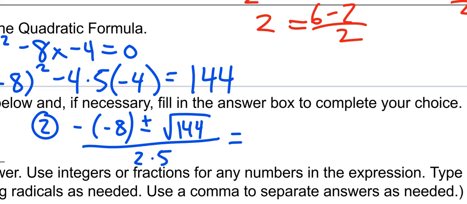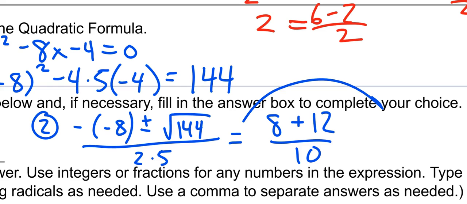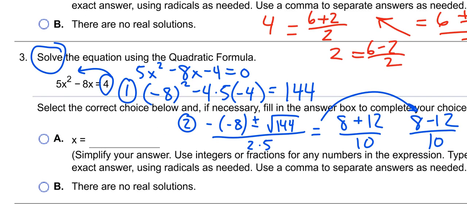Okay, so 8 plus 12 over 10 and 8 minus 12 over 10. What did those two answers give me? 2 is one of them, yep. Negative 0.4. Or negative 2/5 if you're a fraction fan. I don't care whether you give me the decimal or the fraction, it doesn't bother me.